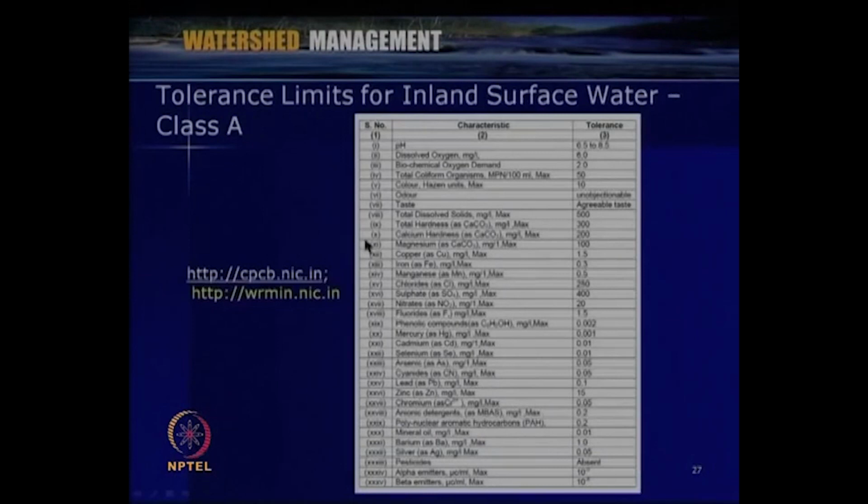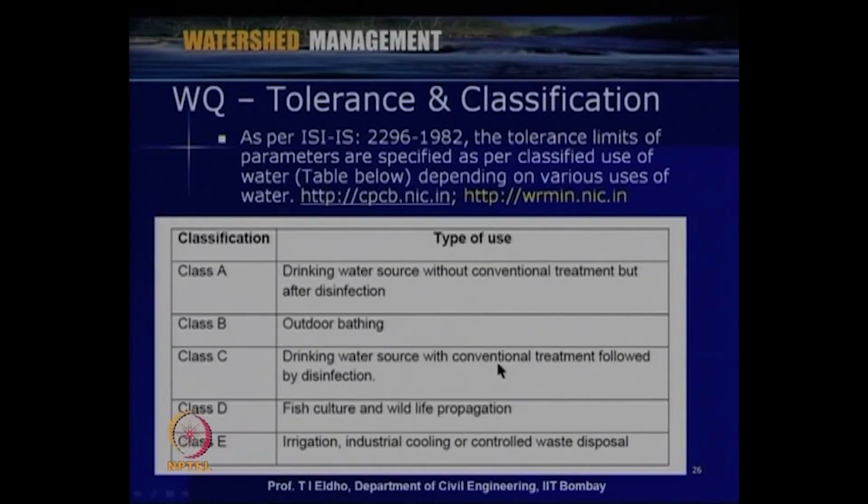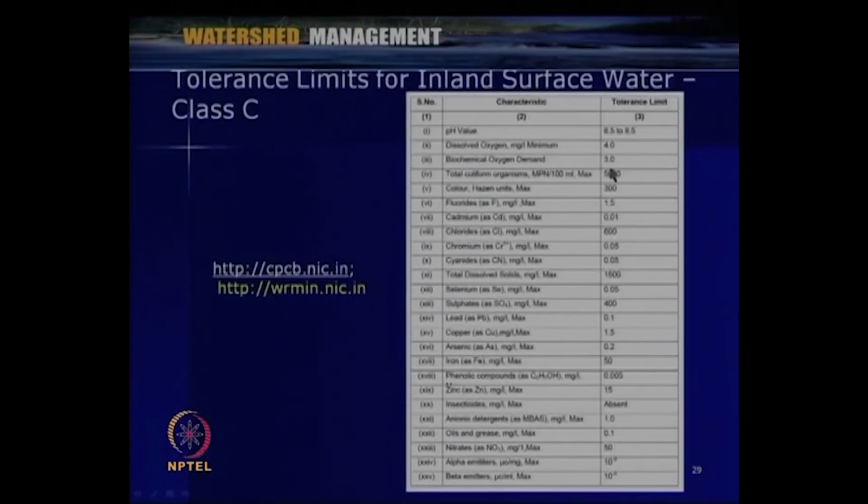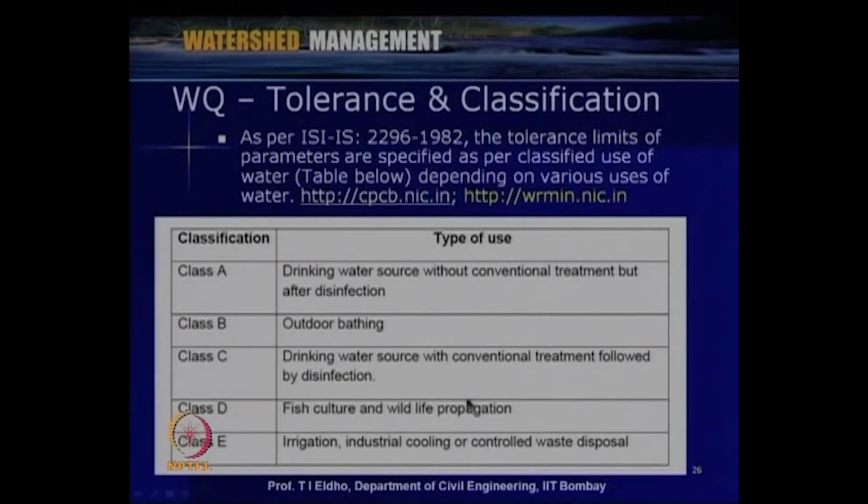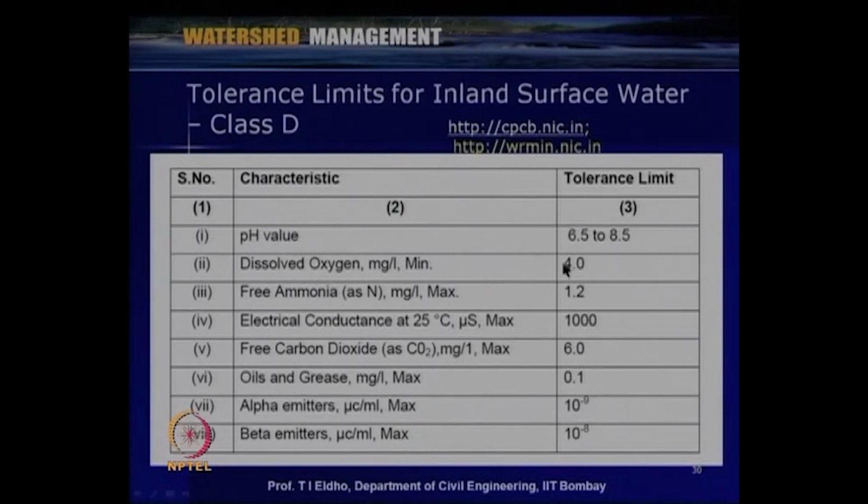Then class C is for drinking water source with conventional treatment followed by disinfection. This table again shows the pH should be between 6.5 to 8.5, dissolved oxygen 4, BOD 3, total coliform 5000 per 100 ml, color 300. This type of specification you can see. Then class D is for fish culture and wildlife propagation. There the pH is again 6.5 to 8.5, dissolved oxygen 4, free ammonia 1.2, electrical conductance 1000, and alpha and beta emitters at 10 to the power minus 9, 10 to the power minus 8, and so on.